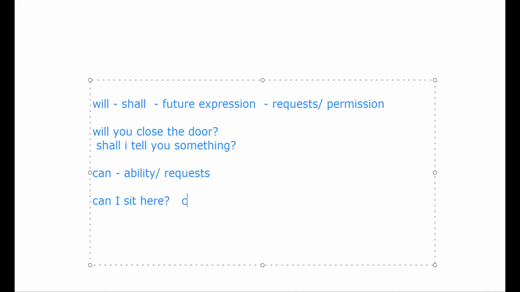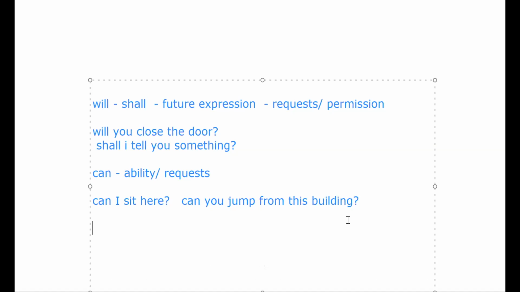Suppose if I say, can you jump from this building? Maybe I am testing his ability here. So it depends on the context. I may use it for request, I may use it for ability. See here, how many ways I can make a request. Will, shall, can, I can use for request.